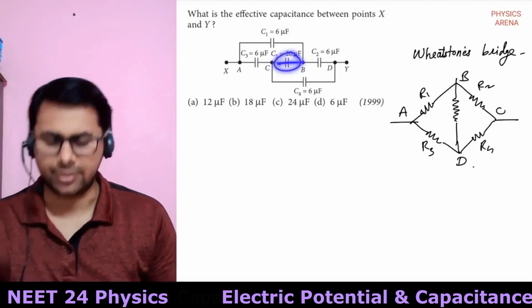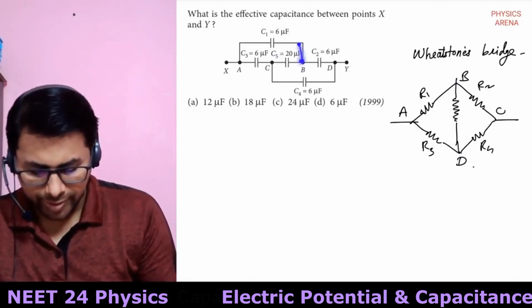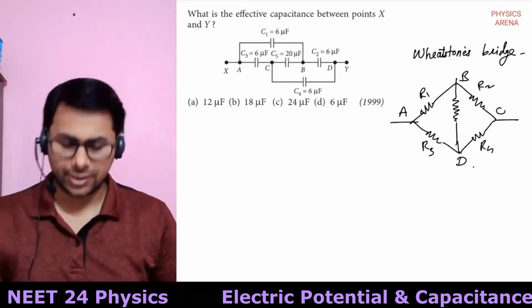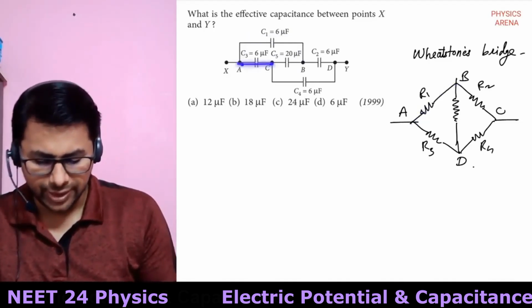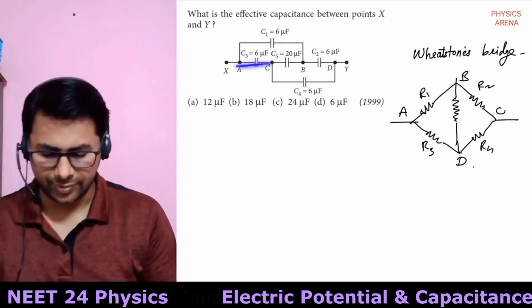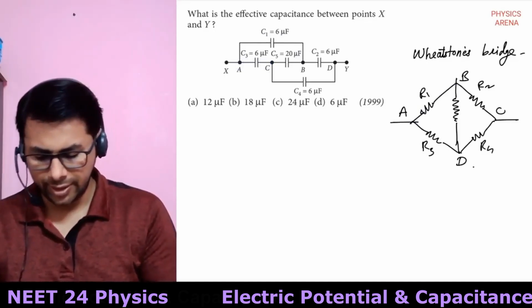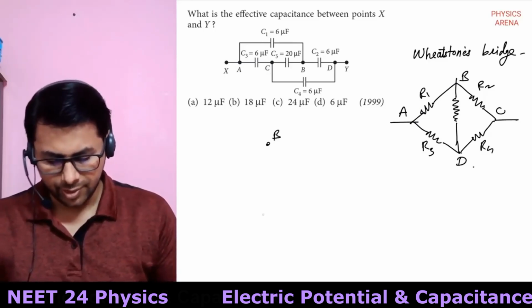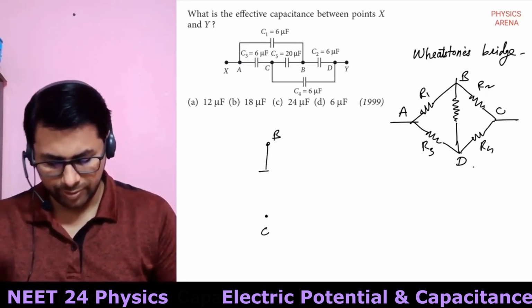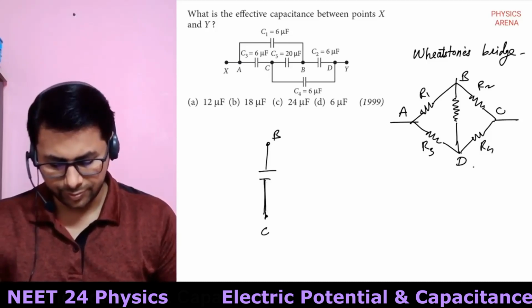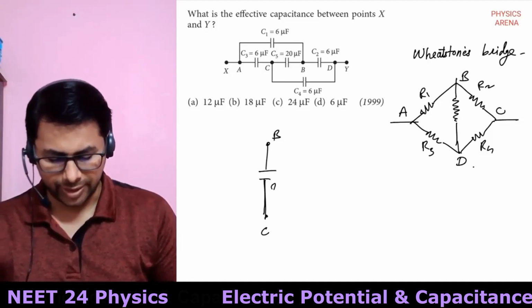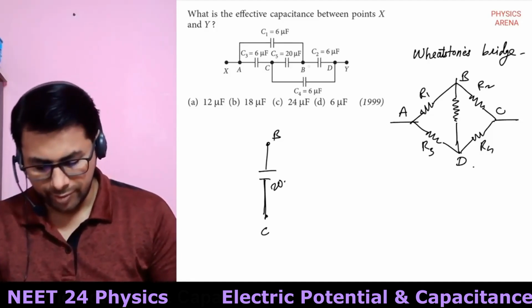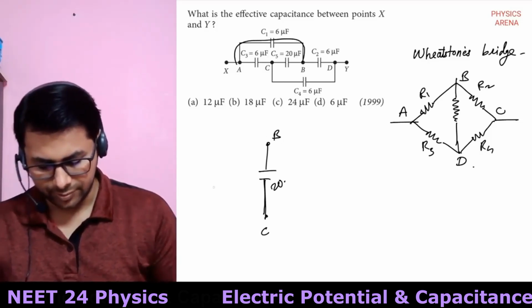Here you have one capacitor. Between B and A, you have this one capacitor connected. So it's like this resistor is connected here. Between C and A, this one is connected. So if I redraw it, if I draw B here, C here, then in between B and C, you have one capacitor, that is 20 microfarad. Between B and A, you have this one capacitor.